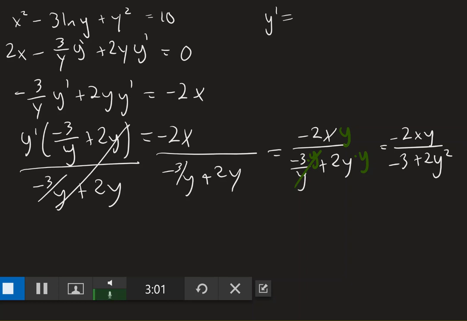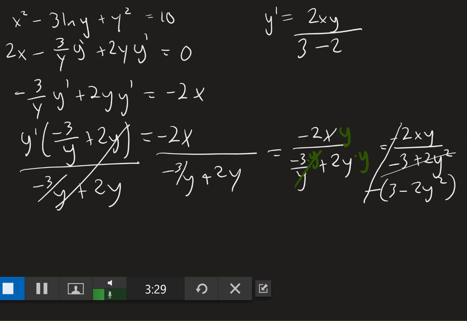I guess this part's optional, but the numerator is definitely negative, and in the denominator you could factor out a negative, so that would make the 3 positive and the 2y squared negative if you were really determined to cancel out those negatives, and that looks like what the textbook does. So if you go that far, you end up with a positive 2xy over a positive 3 minus 2y squared.